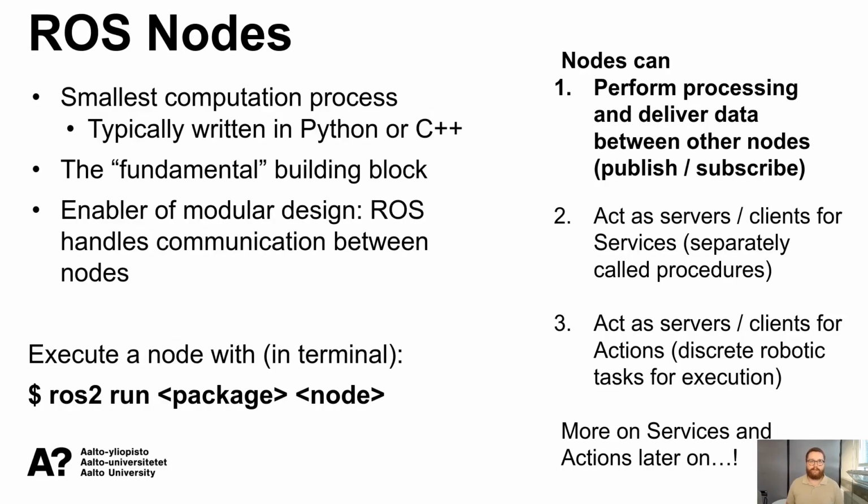So with a little bit more detail, let's start with the nodes first. A node is generally the smallest computation process in a ROS solution, generally written with Python or C++. On this course, we'll be doing everything in Python, and also in this video, I will be showing examples of Python-based nodes. C++ is, of course, very commonly used with ROS, but on this course, we'll be going with Python for the convenience.